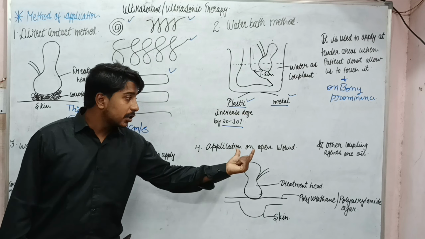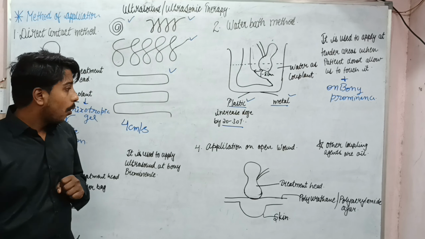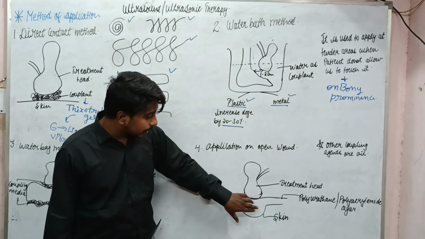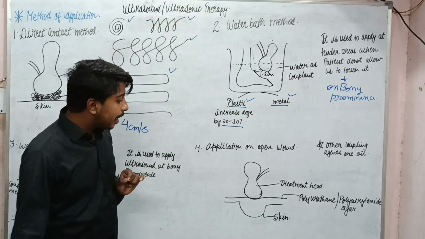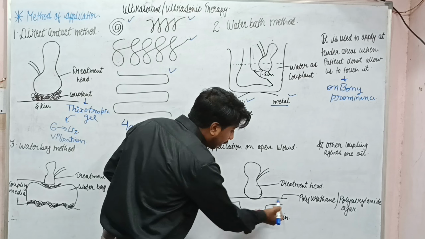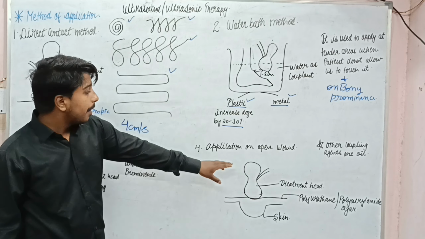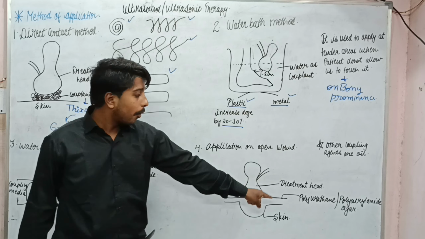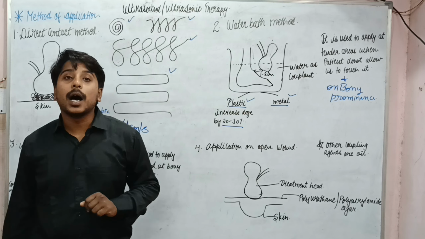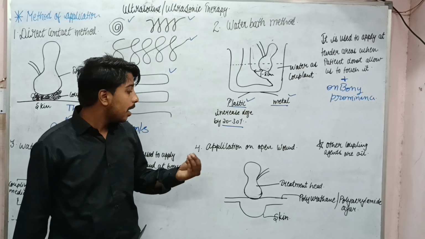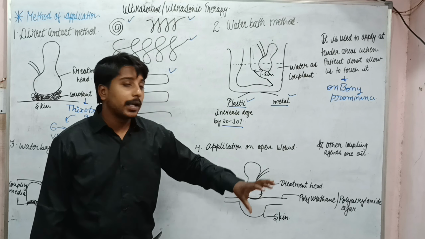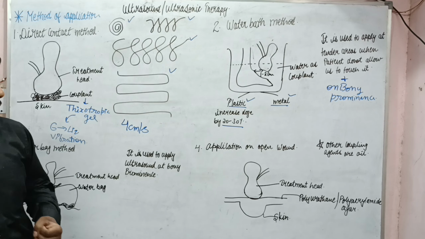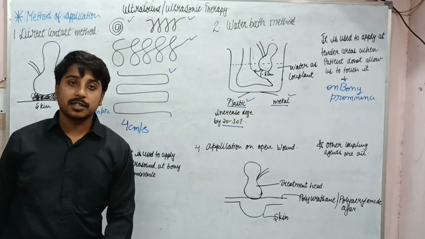Next is application on an open wound. Here you can see that this is the skin and this is the open wound area. Here we need to cover the open wound with a sheet of polyurethane or polyacrylamide agar, which acts like a coupling media, and then we can apply the treatment head. So this is the fourth and last method.